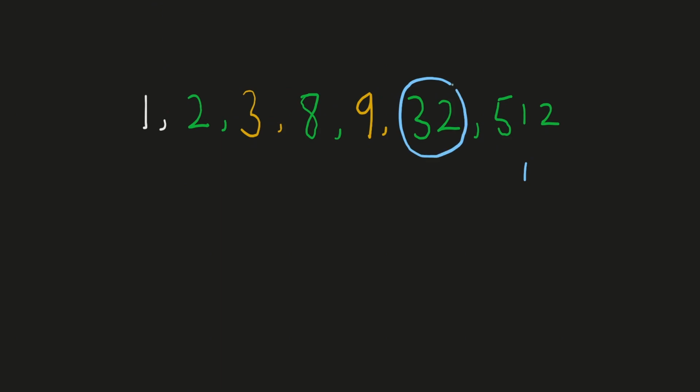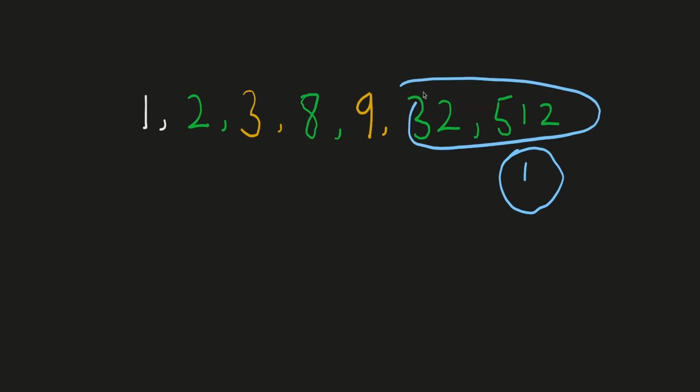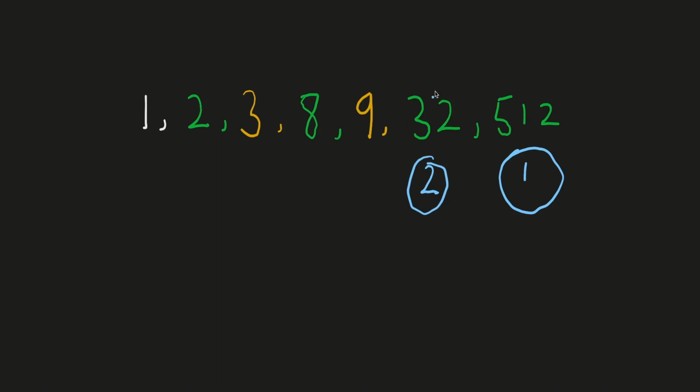Similarly, we'll try for 32 on how many chains we can start from 32 and which of them will be the largest. We see that 32 can divide 512 completely, and since the length of the chain starting from 512 is 1, we can consider this to be a new chain, and the length of the chain starting at 32 will be 2. Similarly, we can also store the next number in the largest chain, which will be 512 for 32.